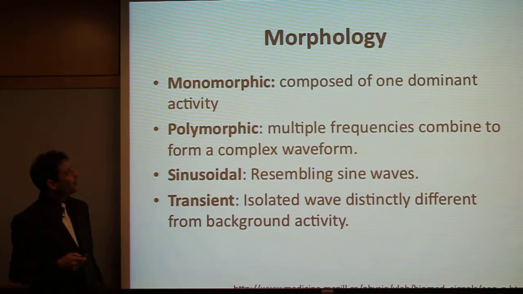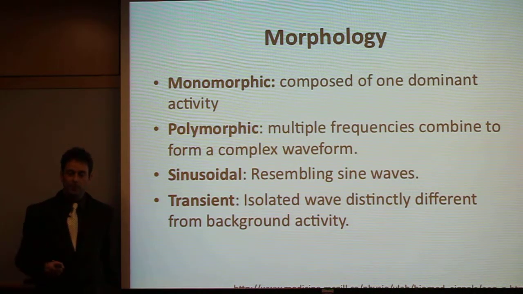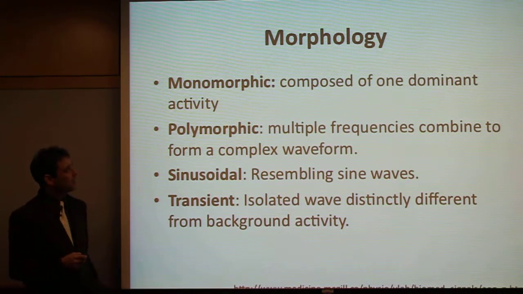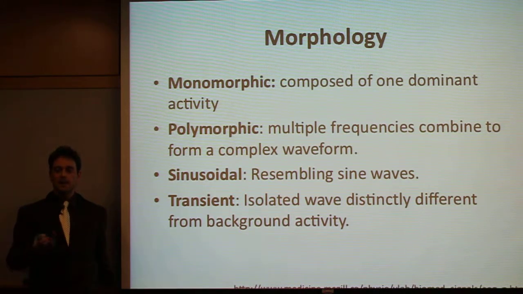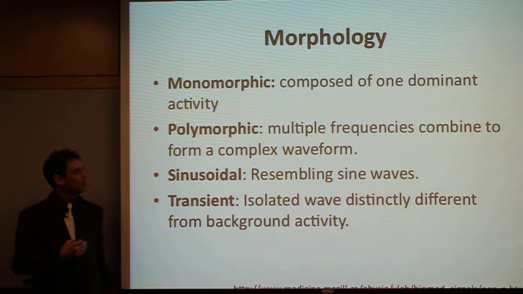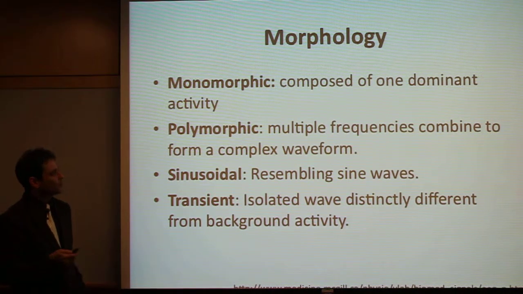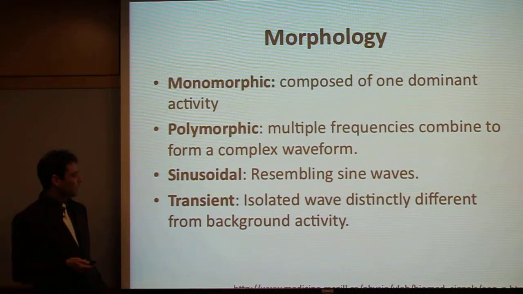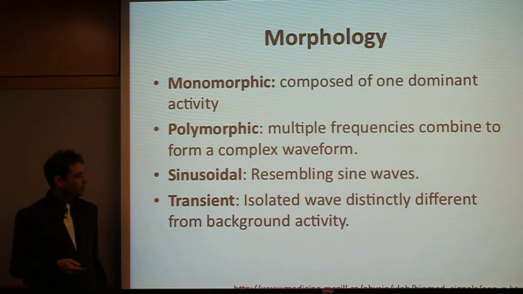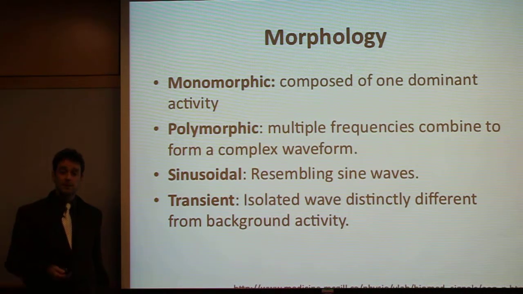The morphology of the waves on the EEG could be monomorphic, where you have largely one morphology making up the EEG waves, and that is more typical in deep stages of sleep, and is less typical in wakeful states where you have many different morphologies of the waves, or polymorphic, and the waves combine with multiple frequencies to form a complex waveform.